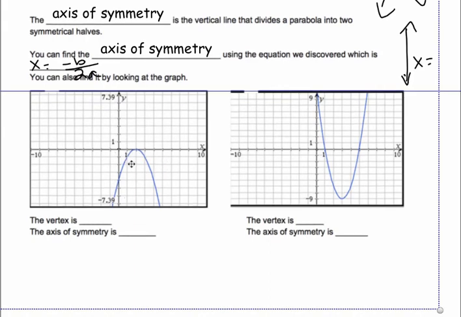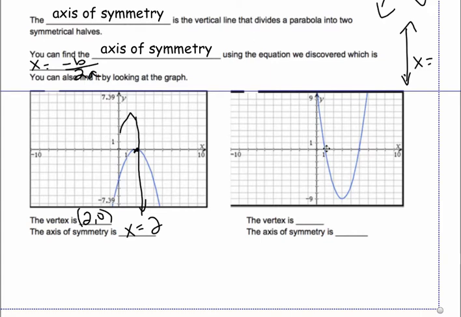So in this situation, I see the vertex right here, okay? So this is my axis of symmetry. Again, a little bit off. Now over here, I can look, okay, so the vertex, where's the vertex? The vertex is at 2, 0. Okay, remember the vertex is the minimum or the maximum. Therefore, the axis of symmetry is x equals the x value of the vertex.